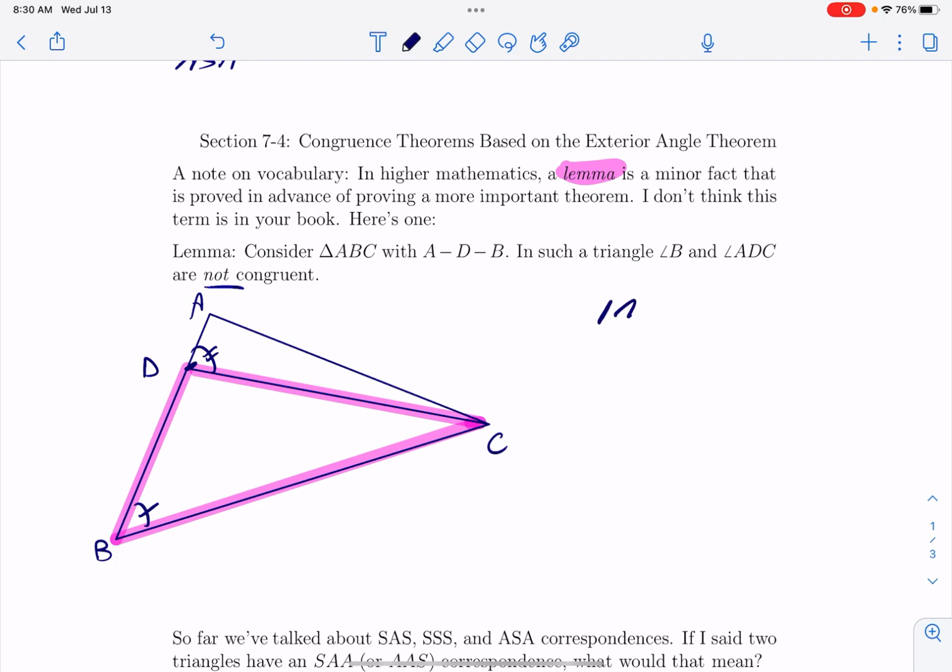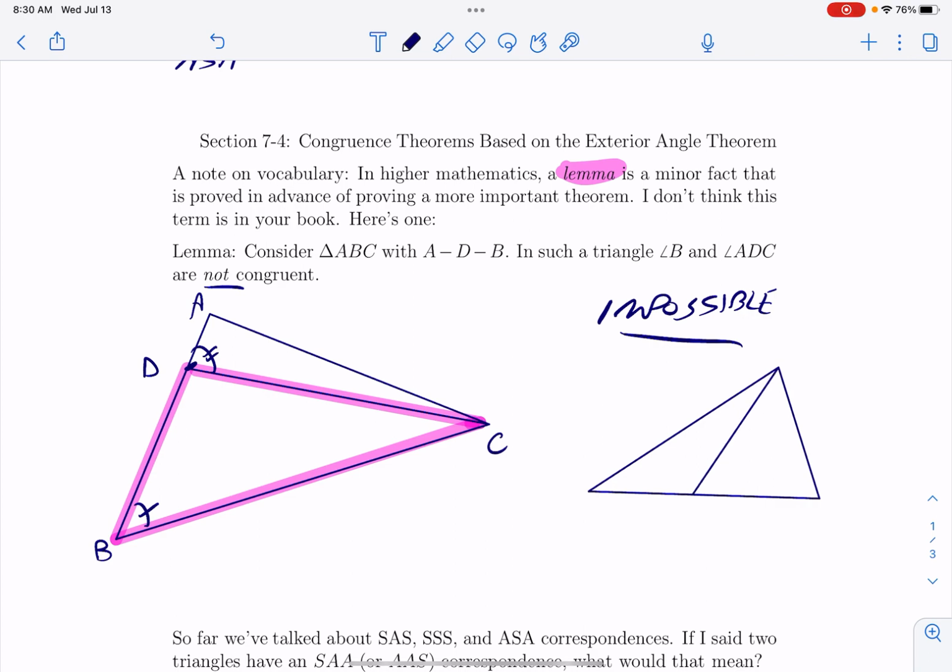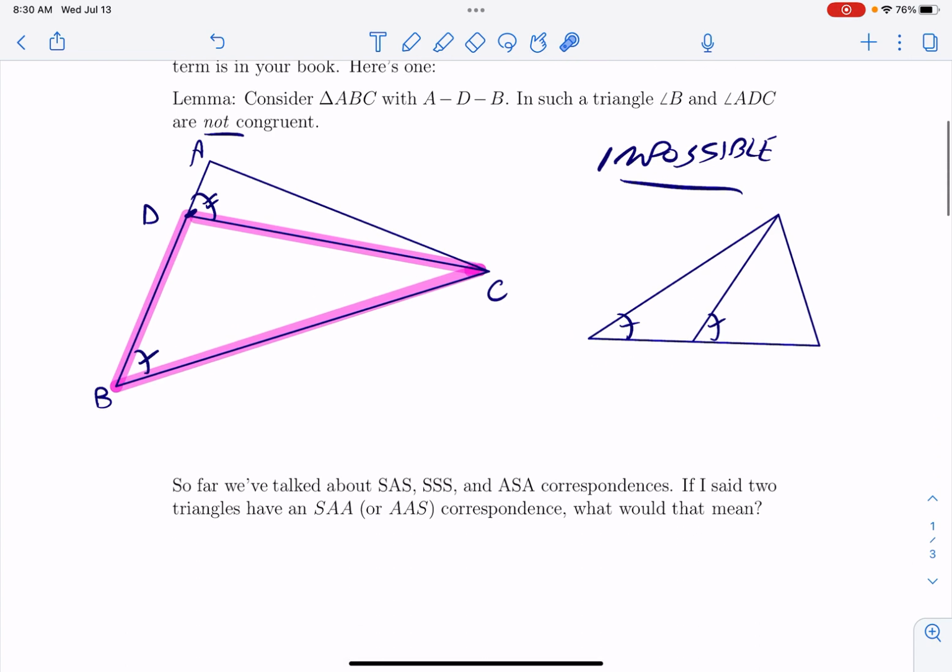So what this is saying is that the kind of diagram I'm about to draw is impossible. If I have a triangle and then I break it up like that, and I claim, for example, that those two angles are congruent, that's impossible. The orientation of these is a little bit different, but it's the same arrangement. We can't have congruent angles like that. So just keep that in mind. We're going to need it in this next thing.